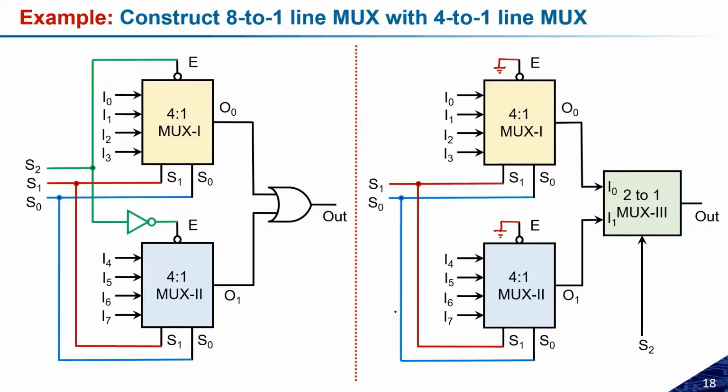So both of these are possible solutions. But in questions it may be asked that I have only 4:1 mux, not 2:1 mux, and the logic gates, then this will be the solution. But if it is not given and you are free to use only 4:1 mux, in that case you can use both. Both solutions are fine, both are good.